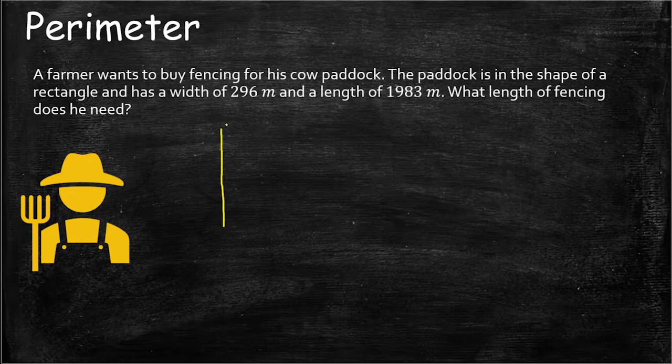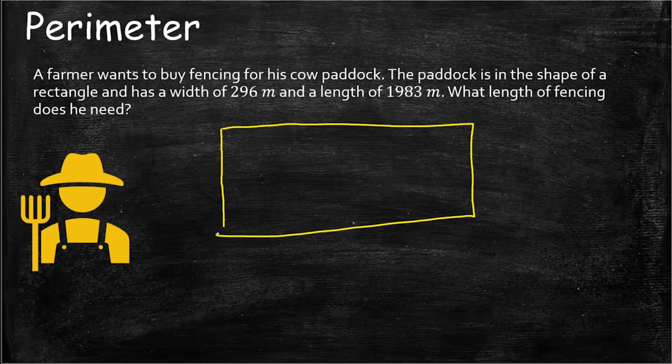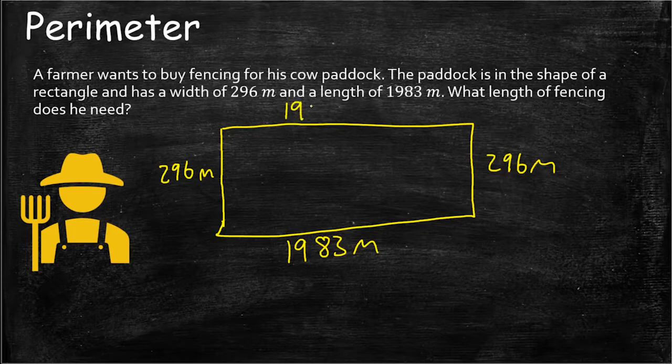What do we know? We know that there is a rectangular paddock. It's got a width of 296. So if that's 296 meters on this side, it's 296 meters on this side. And it's got a length of 1,983 meters. So this one up here would also be 1,983 meters, because opposite sides in a rectangle are the same length.